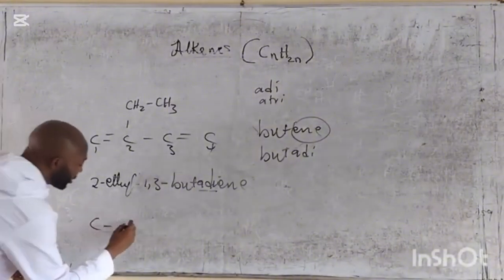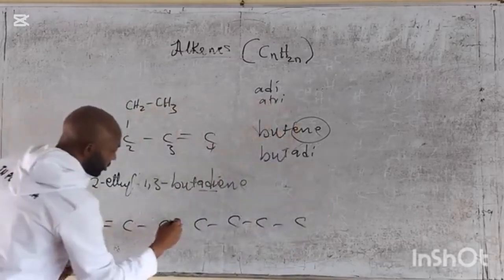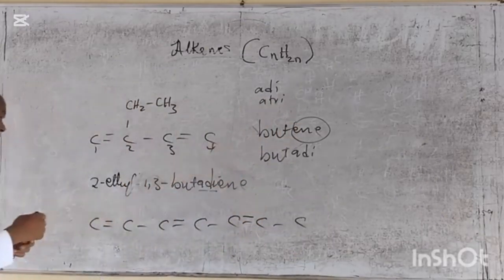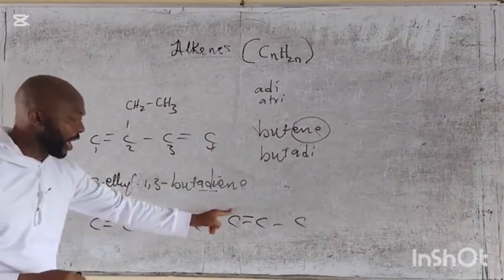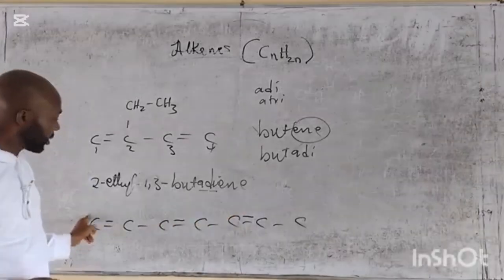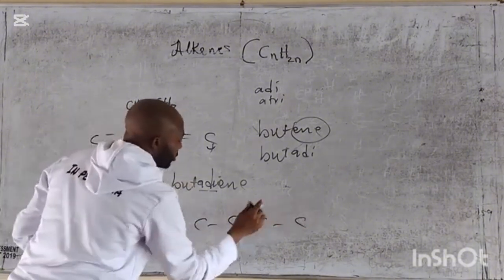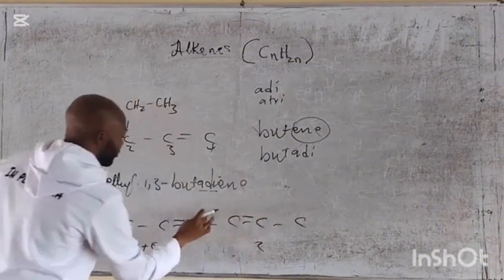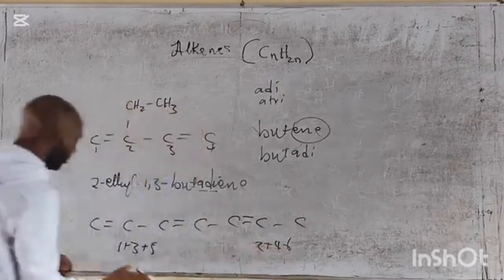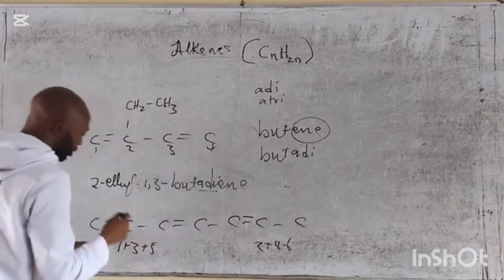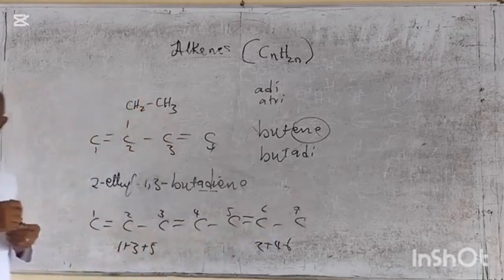If I have 1, 2, 3, 4, 5, 6, 7, double bond, double bond, double bond. So from here 1, 2, 3, 4, 5. 1, 3, 5. Here is 2, 4, 6, 10, 12. This is 9. So I start from this side. So it's better 1, 2, 3, 4, 5, 6, 7. So now let's see.